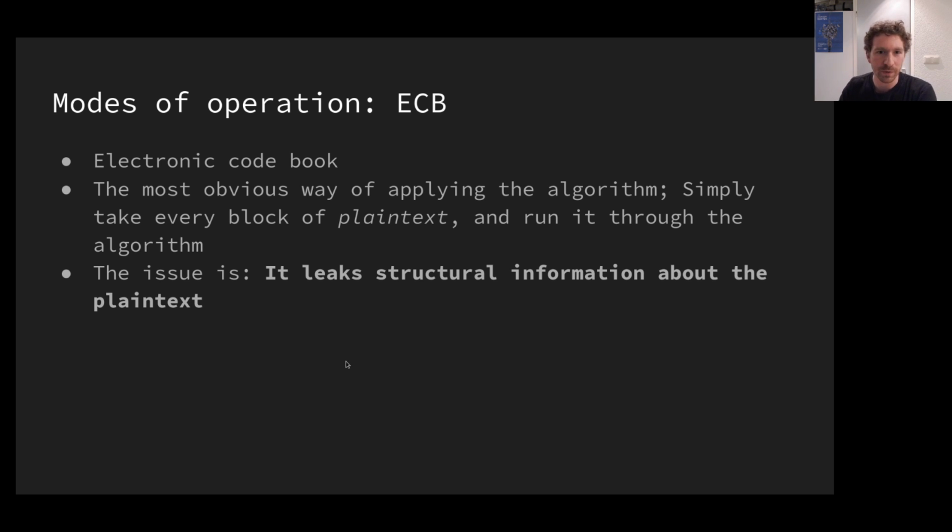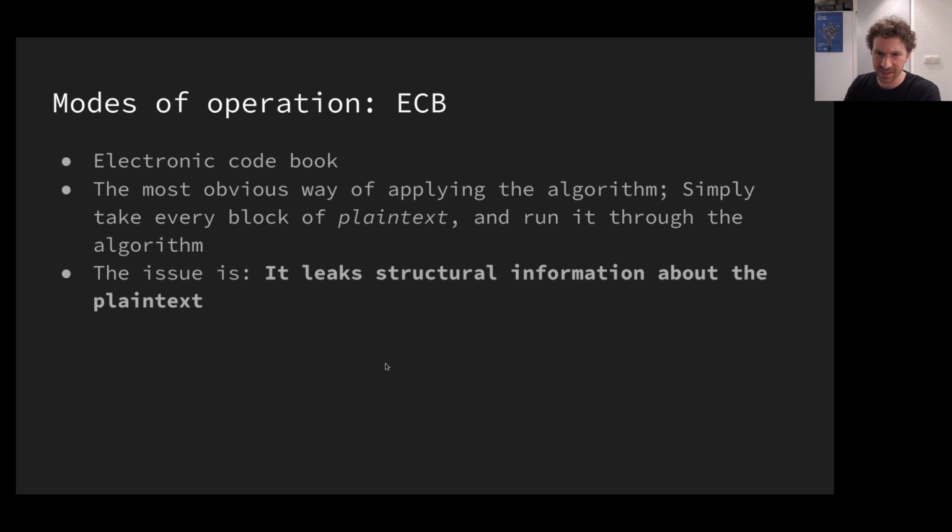And that's what you do: you take every block in your plain text, you divide it up into 16-byte chunks, and you run it through the algorithm. That's what ECB means. And that can be totally fine. But there is a really big problem with it, and that is that it leaks structural information about the plain text if you do that. It can't leak actual information from the plain text. Still, without knowing the secret key, you cannot know what went into the encryption algorithm.